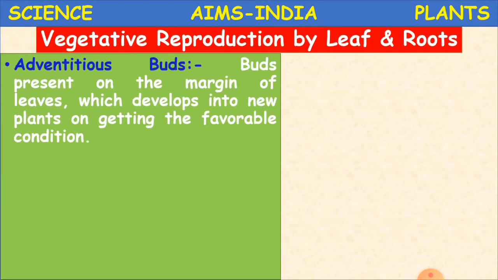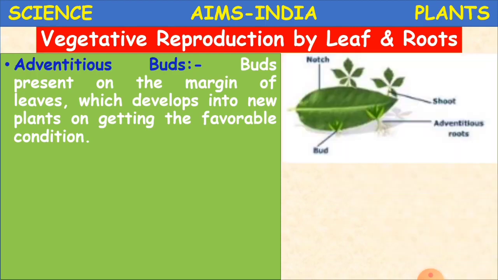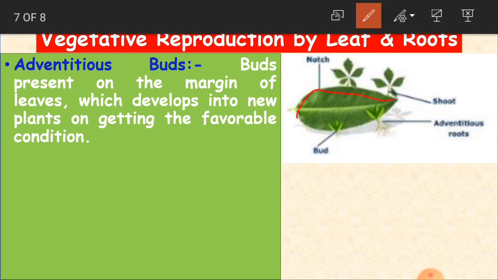So it is about reproduction by leaf and roots. Until now we learnt about the stem, reproduction by stem. Now it is about leaf and roots. So adventitious buds: buds present on the margin of the leaves which develop into new plants on getting favorable conditions. If you see here, children, this is the picture of the leaf. Even this leaf is also giving a new plant. See how? To the margins, to the edges of the leaves here.